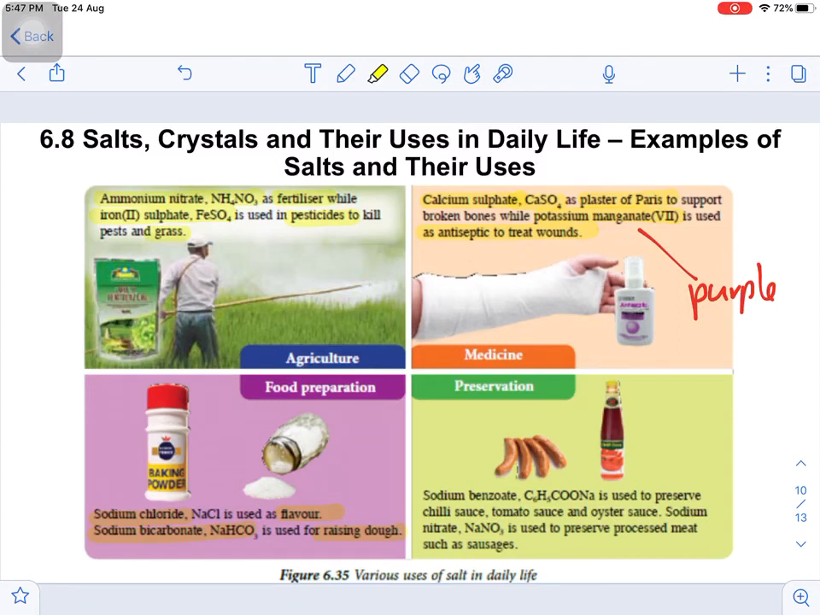Next, in preservation. Preservation, normally we use in food processing. Example, sodium benzoate used to preserve chili sauce, tomato sauce, oyster sauce supaya dia tahan lama. Sodium nitrate used to preserve processed meat such as sausage. Okay. Ini antara garam-garam yang kita guna dalam daily life. Ini adalah yang basic lah. Kalau you all Google ke apa, you akan jumpa banyak lagi jenis.